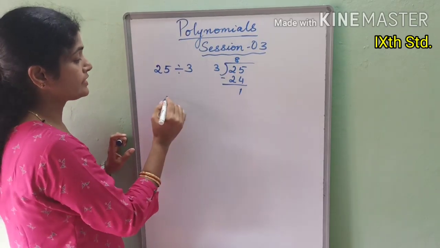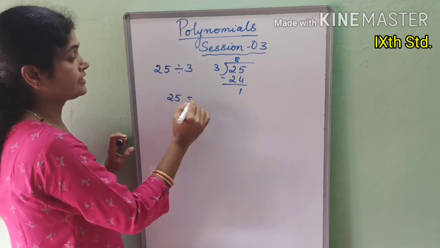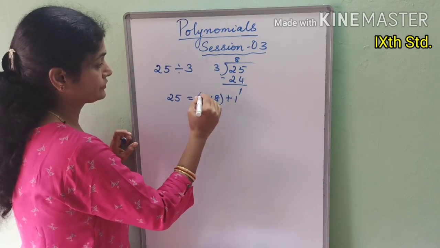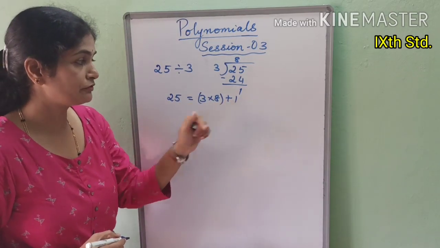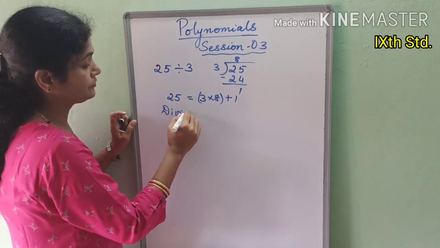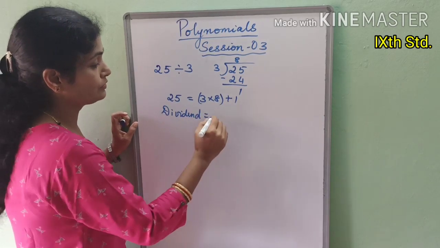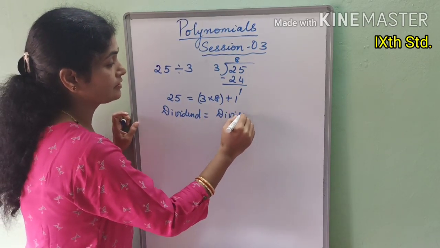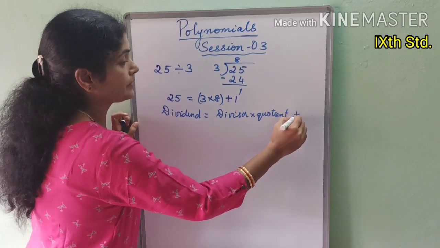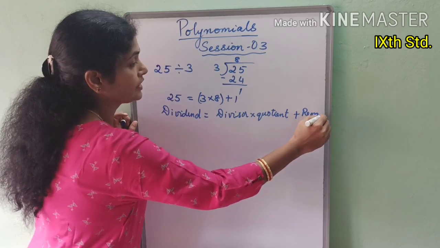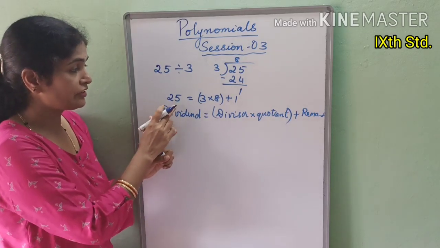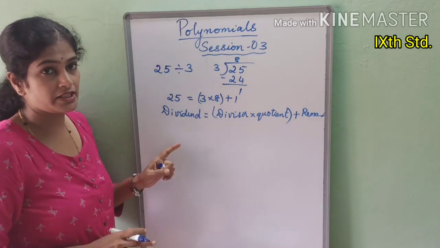So how do we express this? We express this as 25 is equal to 3 into 8 plus 1. 3 into 8 is 24, 24 plus 1. That means we have learned that dividend is equal to divisor into quotient plus remainder. This is how we have expressed it, where 25 is equal to 3 into 8 plus 1, and 1 is the remainder.